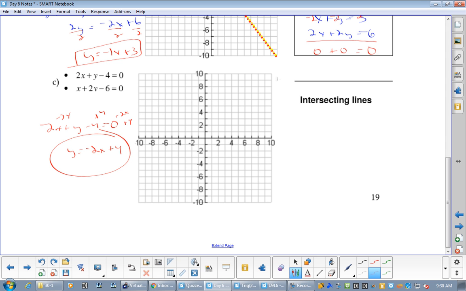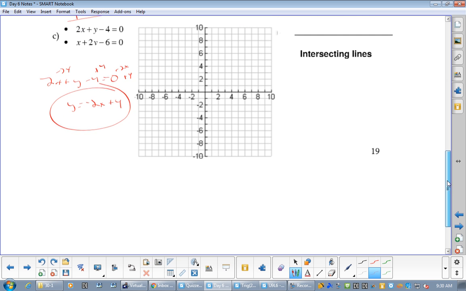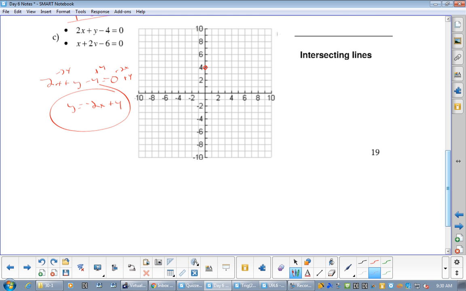Okay, let's not even go to our graphing calculator. I am going to graph this how? Zero comma 4 and down to right 1, down to right 1, down to right 1. Okay, so that's that one.